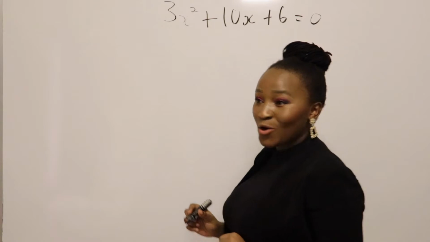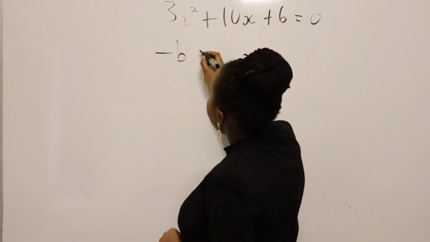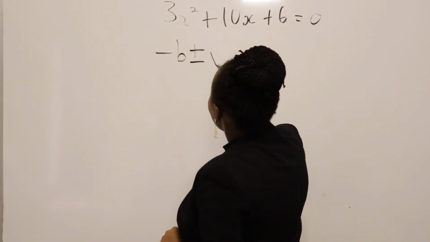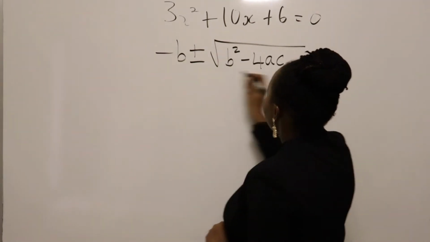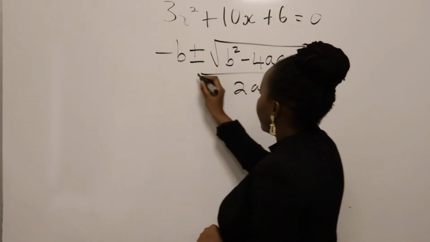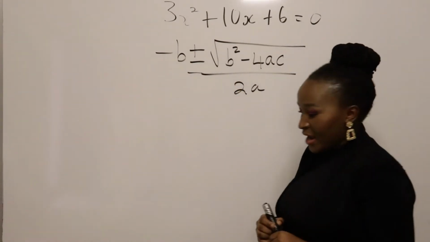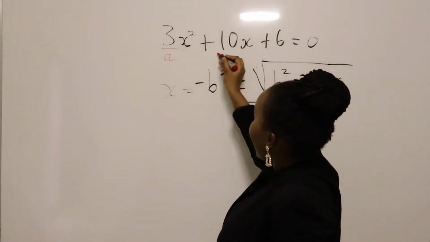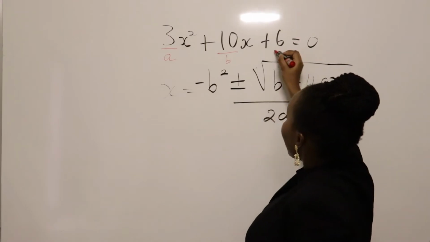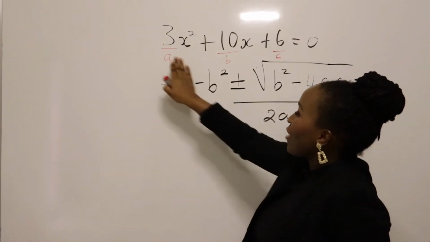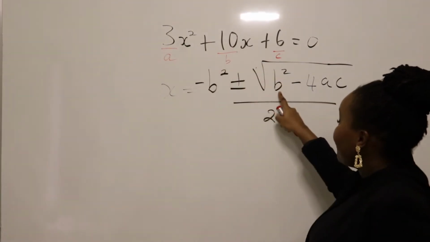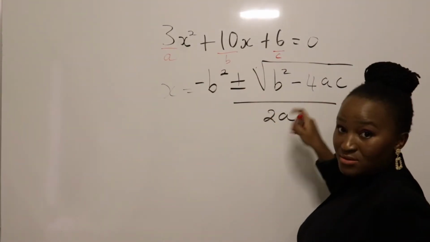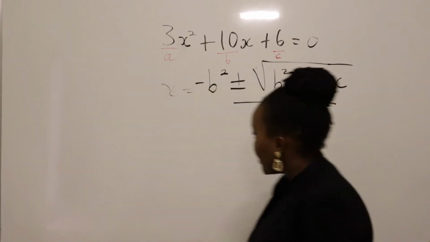The quadratic formula goes as minus b plus or minus the square root of b squared minus 4ac, over 2a. This should come to your mind. Now, you should remember that 3 is your a, 10 is your b, and 6 is your c. So we are going to substitute a with 3, b with 10, and c with 6. Okay? So now let's go and do it.